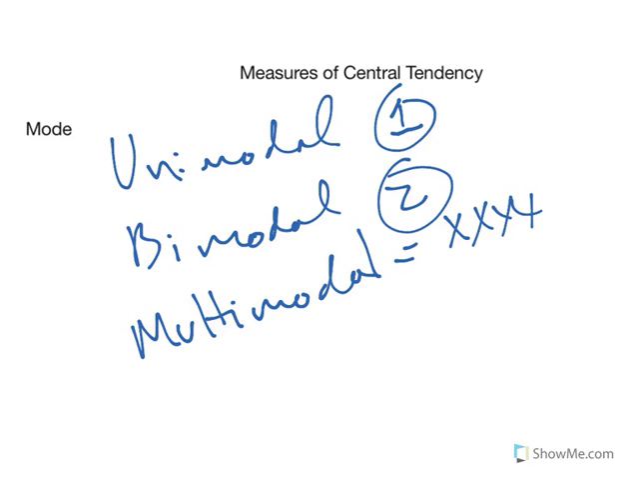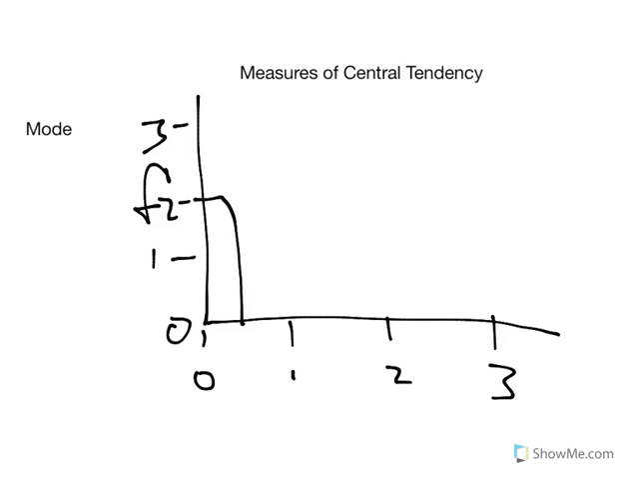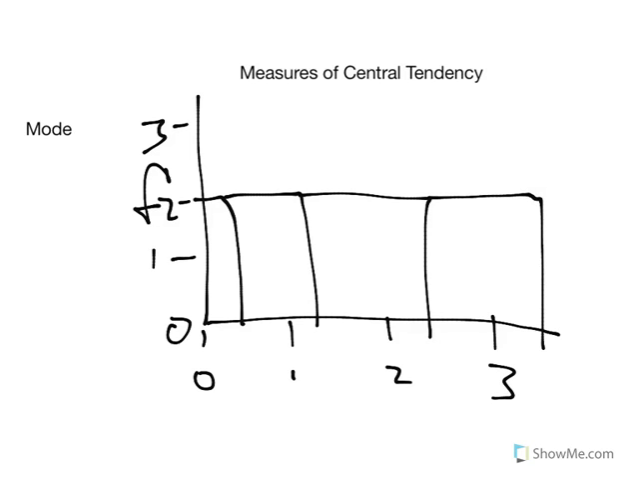Can a set of numbers not have a mode? Yes, and sort of no. I know, sorry. So let's imagine that we have a frequency distribution that looks like this: 0, 1, 2, and 3. And let's say that 2 people get 0s, and 2 people get 1s, and 2 people get 2s, and 2 people get 3s. Excuse my bars, they should all be about the same.